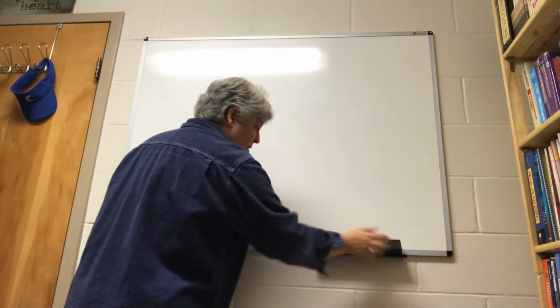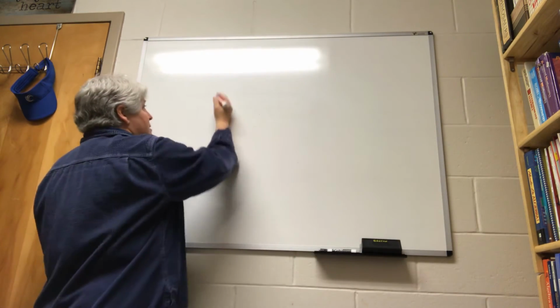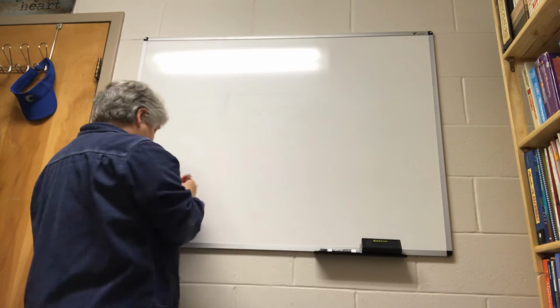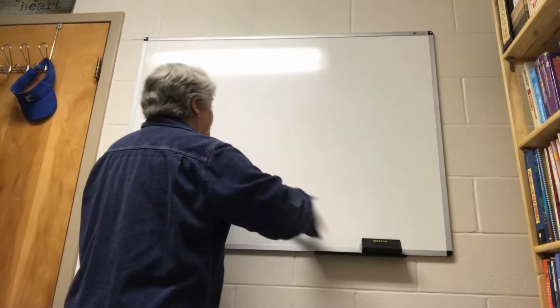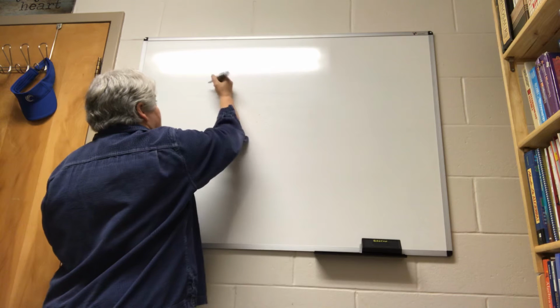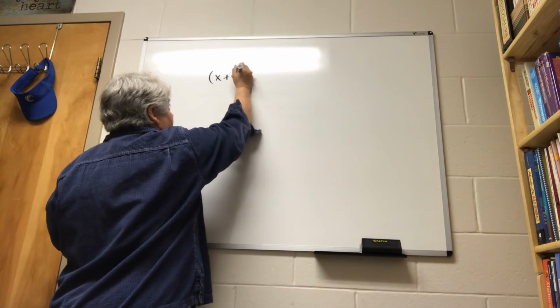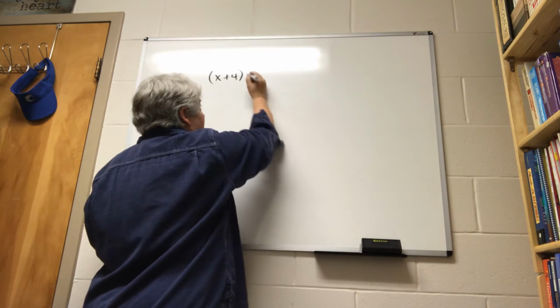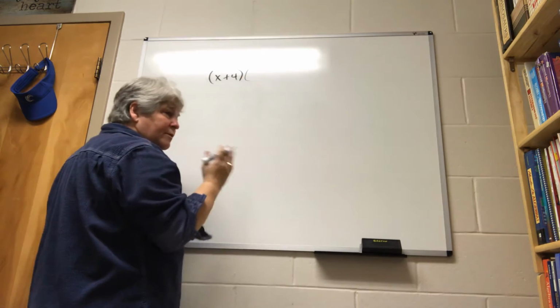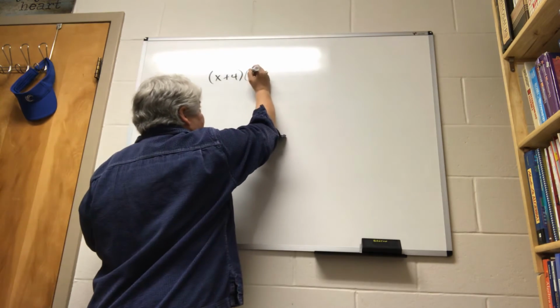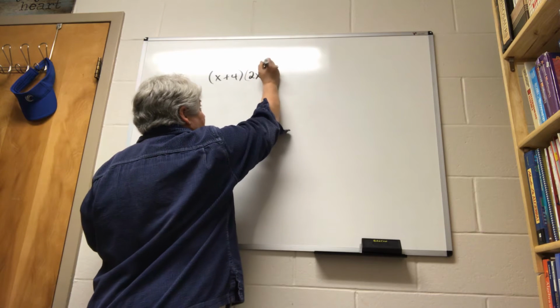The last thing I'm going to cover today is multiplying. When I have something like x plus 4 times, and most of the time you multiplied by just two other terms, but it doesn't have to be. It can be something like this.